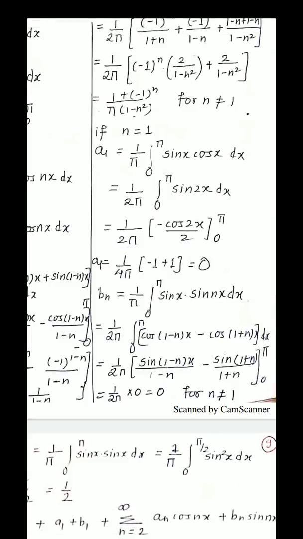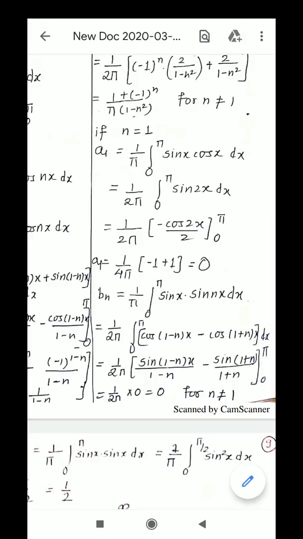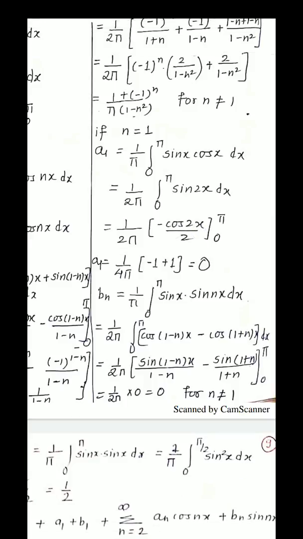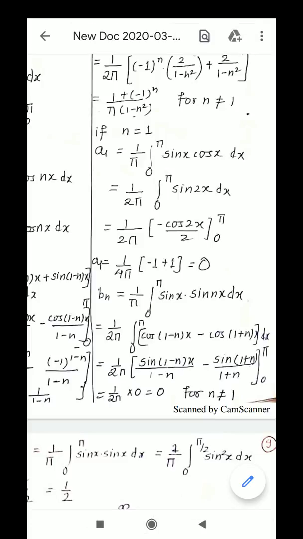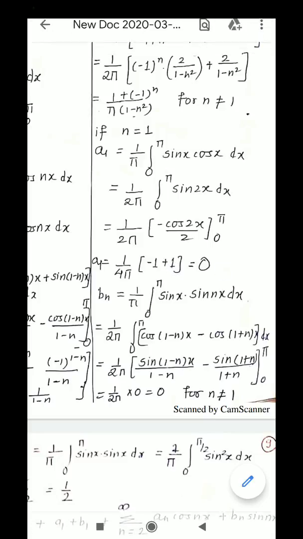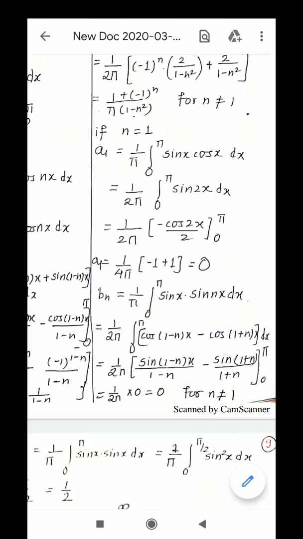So 1 upon 4 pi into the upper limit: if you put x equal to pi here, then minus cos 2 pi, minus minus plus cos 0. Cos 2 pi is 1, so minus 1 plus cos 0, which is 1, plus 1 equals 0. So the value of a1 is 0. Then we have to find bn.